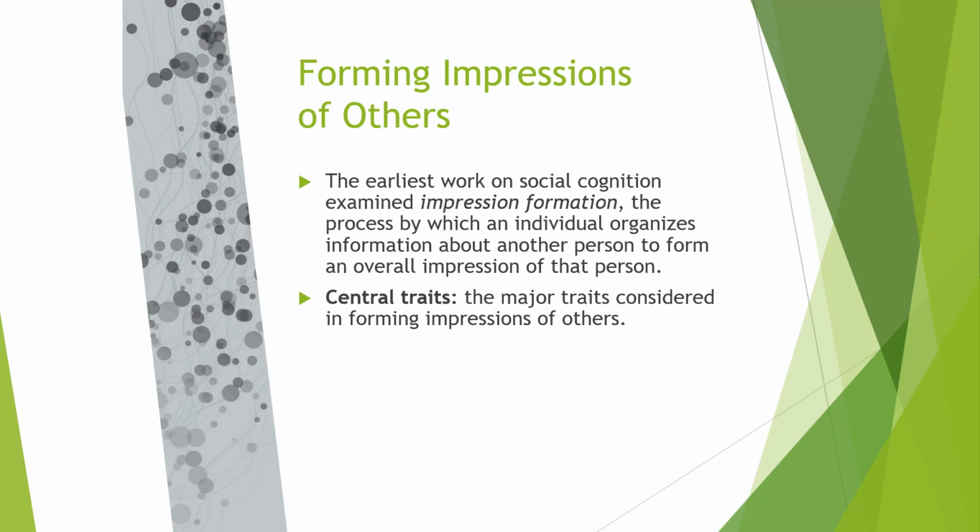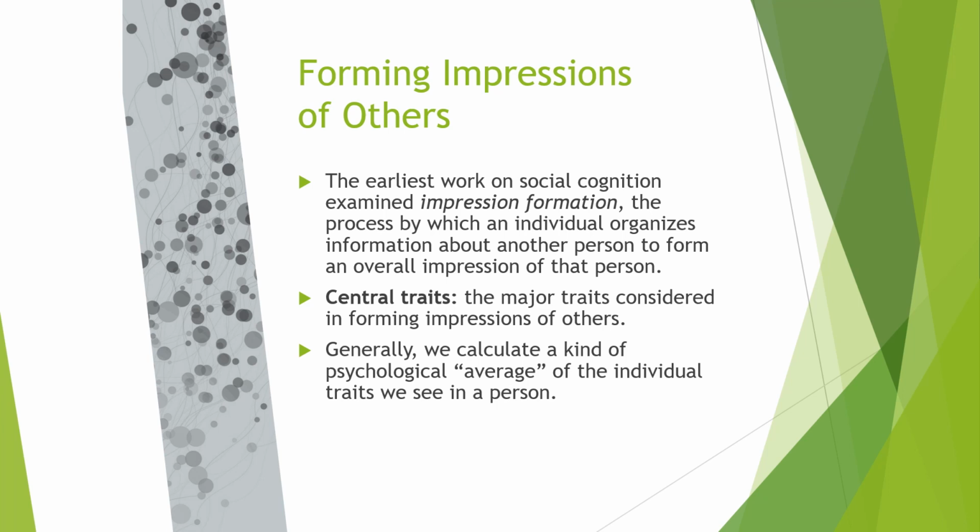Back in chapter 13, the chapter on personality, remember we did discuss traits and trait theories. Well, central traits are the major traits considered in forming impressions of others. And usually we calculate some sort of psychological average on the individual traits that we see in a person. We tend to form impressions very quickly on people.